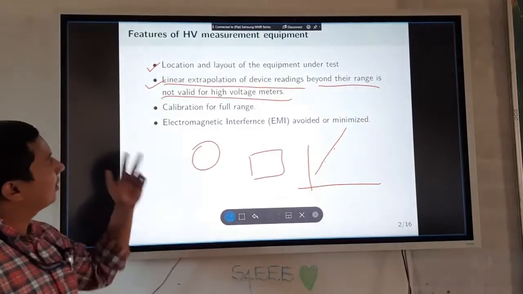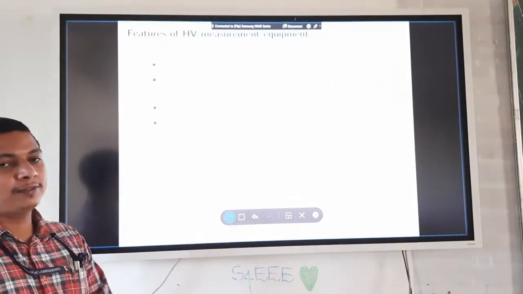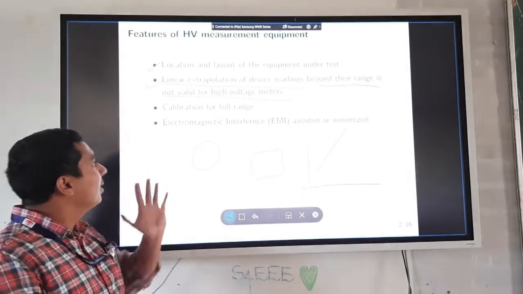The next one is that there are problems when it comes to the calibration for the full range. It is not easy. That is what it is.